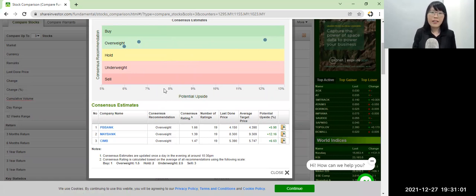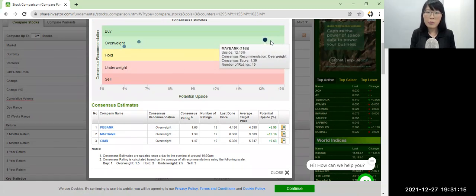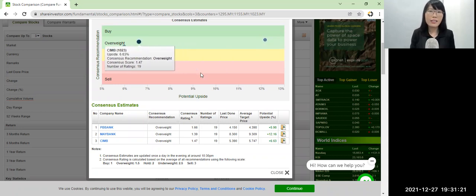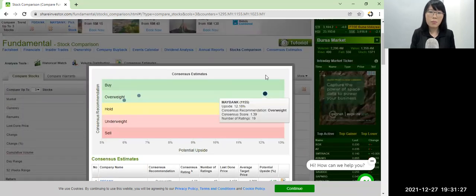So we can see that Public Bank upside by 5.98%, CIMB Bank upside by 6.63%, and Maybank upside by 12.16%. So this is the consensus estimate. Now we can look into more details for a consensus estimate, okay?